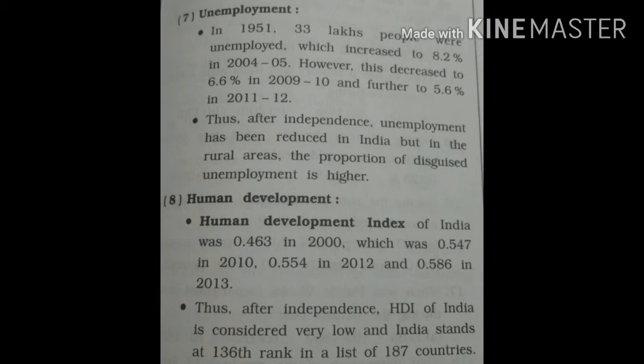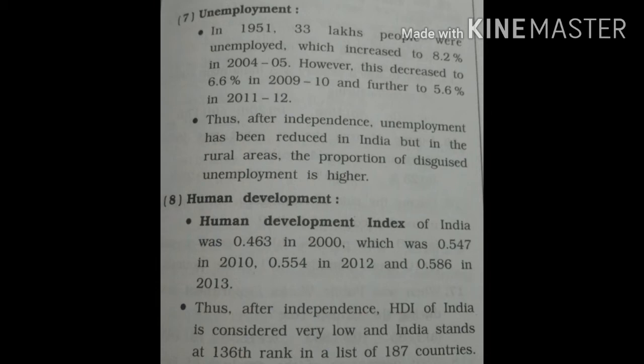This increased to 8.2% in 2004-2005. The source was NSSO, that is the National Sample Survey Organization. The good side is that the unemployment decreased to 6.6% in 2009-10 and further to 5.6% in 2011-12. The proportion of disguised unemployment is higher in rural areas. Disguised unemployment cannot be exactly measured.